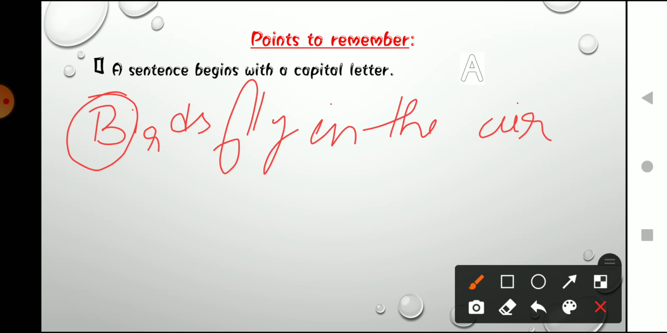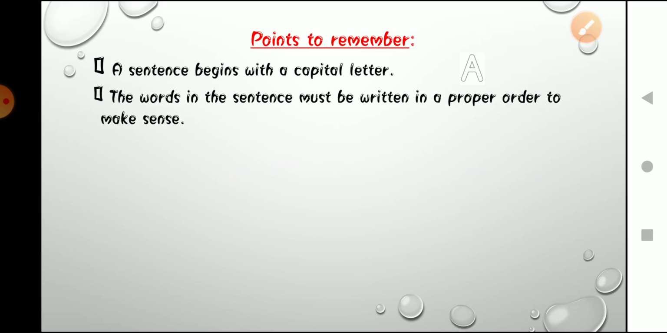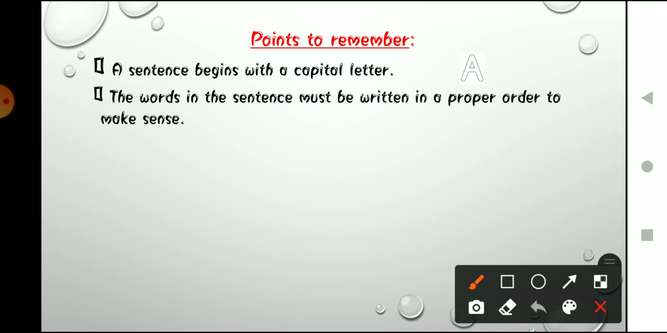So the first word here is capital. So this is a sentence. Now the second point to be remembered is that the words in the sentence must be written in a proper order to make sense. We can't say that any group of words is a sentence. A sentence should be written in a proper order to make sense. It should convey a sense, or be meaningful.